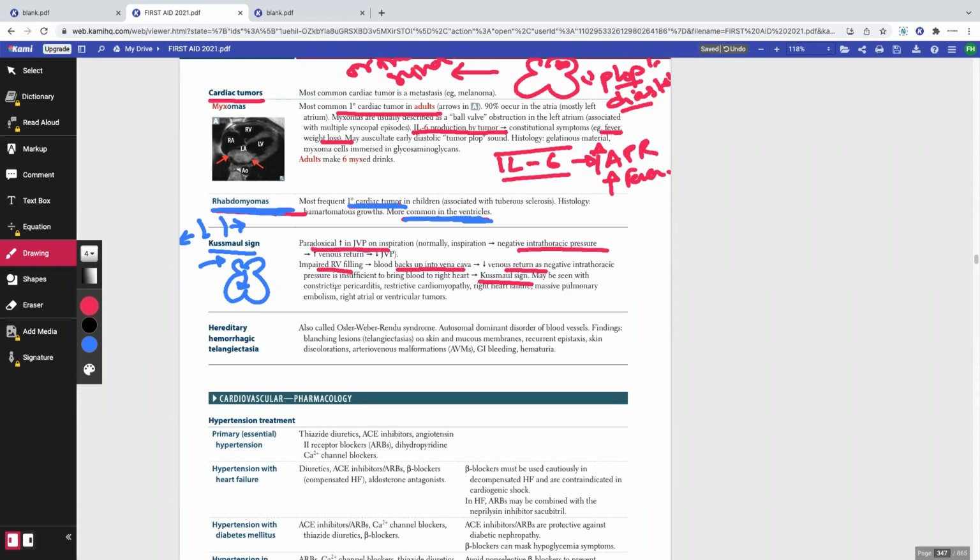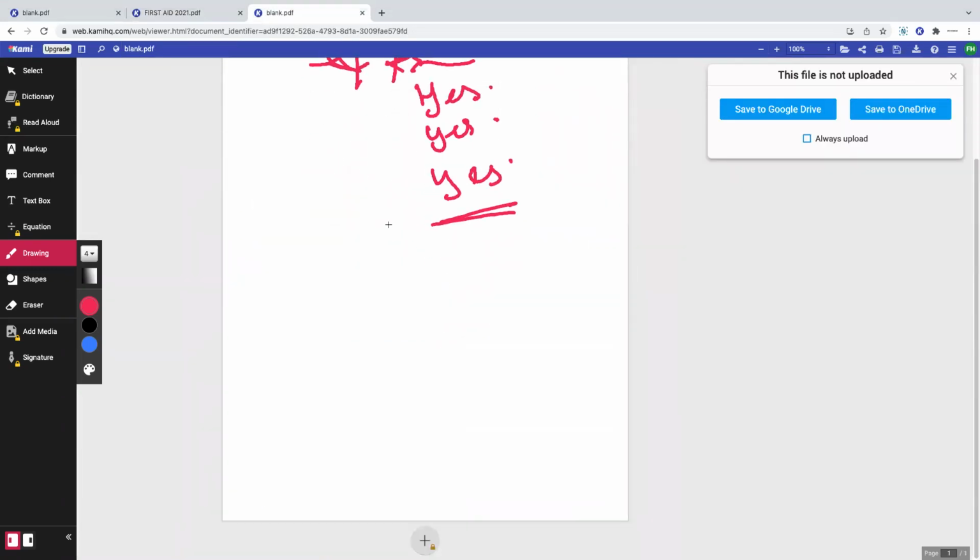This may be seen with what sort of conditions? Constrictive pericarditis, restrictive cardiomyopathy, cardiac tamponade, right heart failure, massive embolism, and ventricular tumors. The causes are very important. Okay. Let me tell you how you remember the causes of Kussmaul sign.